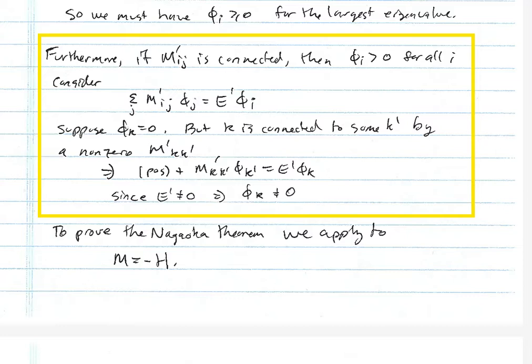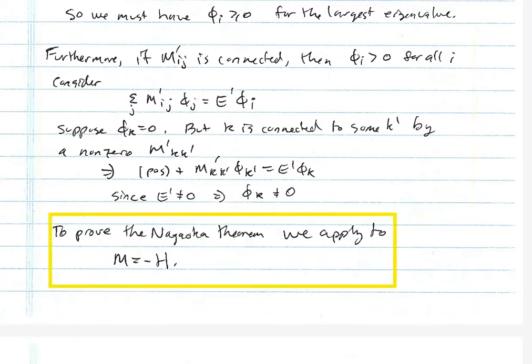Since k is connected to some k prime by a non-zero m prime kk prime, there will be some set of positive numbers, because all of the terms on the left-hand side are positive, plus some m prime kk prime phi k prime, and that must equal e prime times phi k. Since e prime is not equal to 0, and everything on the left-hand side is positive, that tells you that the phi k cannot be equal to 0. So that's how we learn that the ground state is unique in the case where it is connected.